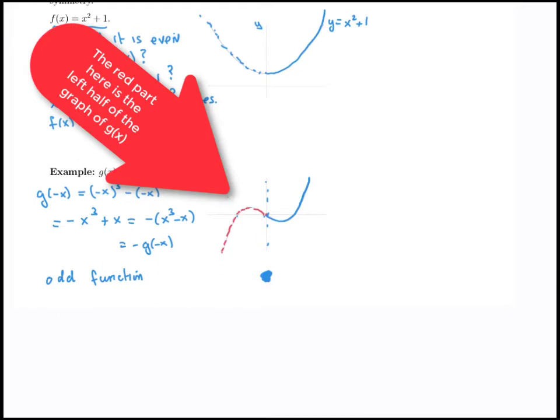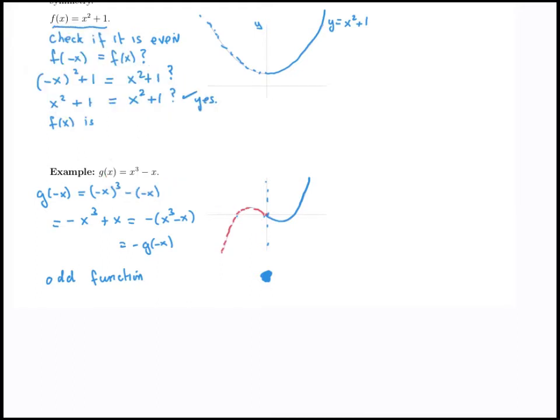Another way to think about this is if I take any point on the graph and I connect it to the origin, and then I extend that line the same distance beyond the origin, I get an opposite point on the graph. So if I do this with all of the points on the right-hand side of the graph, then I get the left-hand side of the graph. This is also a way of thinking about symmetry through the origin.